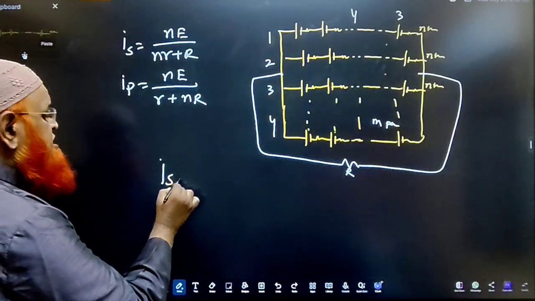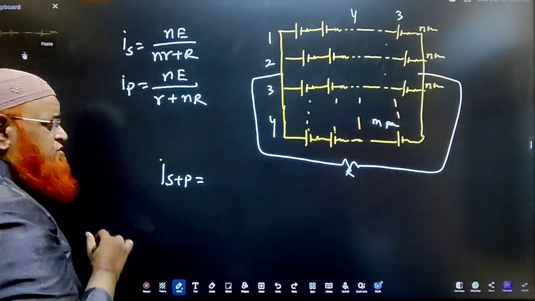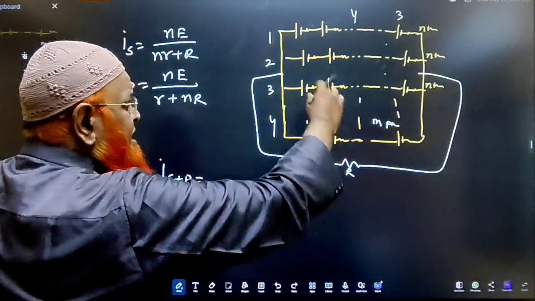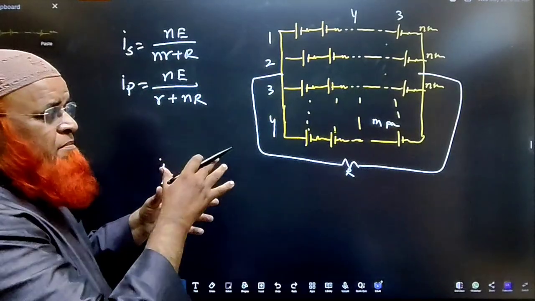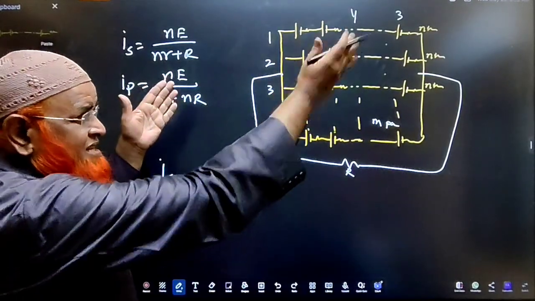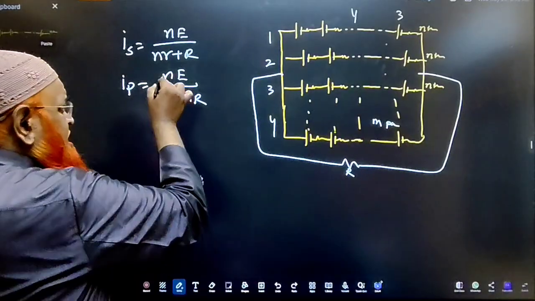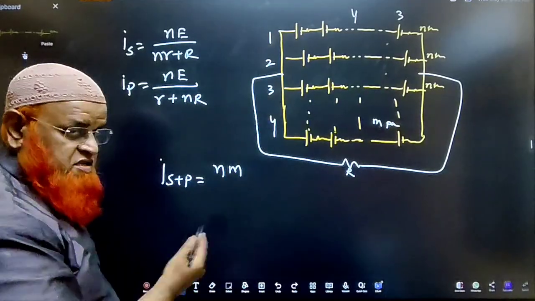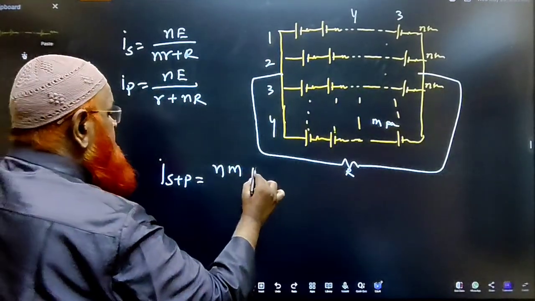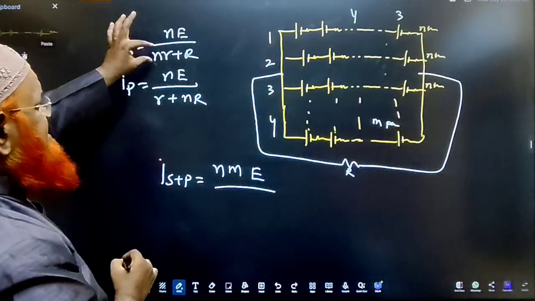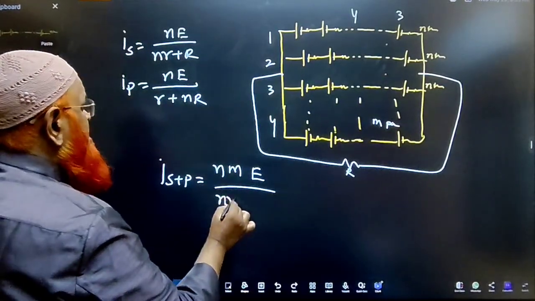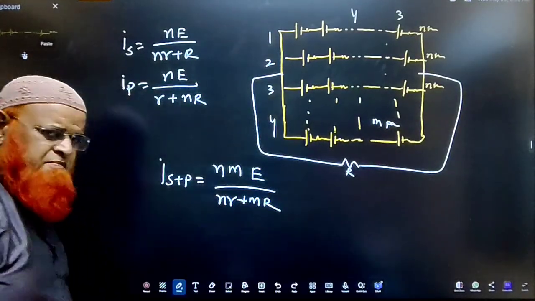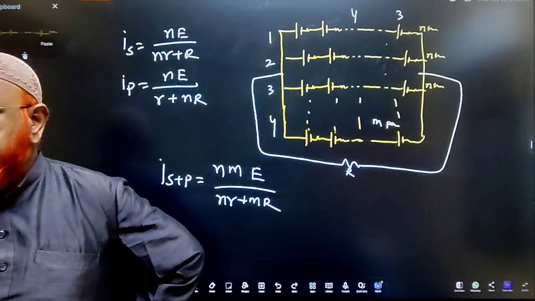Now this is a combination of series plus parallel. You have to use this combination. N parallel, N is there 2 times. But here M is parallel, so to differentiate N and M, because M parallel sets and N cells in series. Hope you understand what I am saying. So instead of this N, I will write N only, and instead of this N, I will write M, because M are parallel, and E is common. Here this N is representing the series connection, so I will write N into small r, and this N represents the parallel set, so I will write M into capital R. Your answer is ready. That's it. Is it clear?